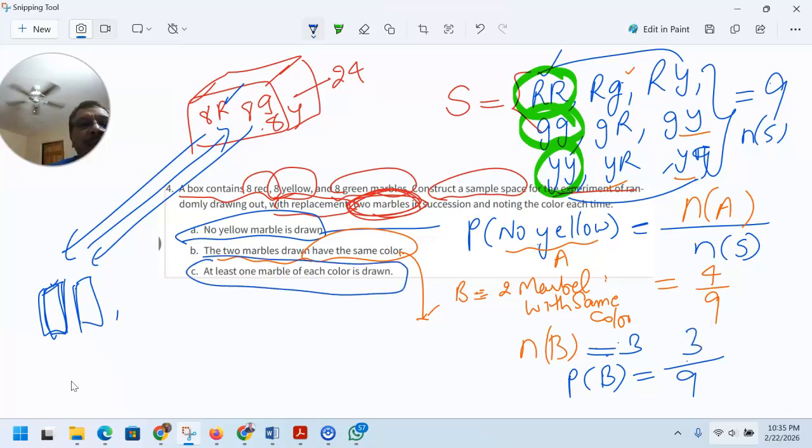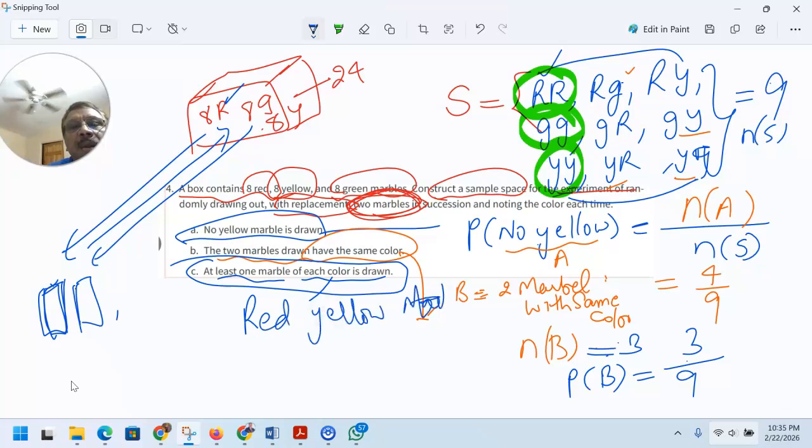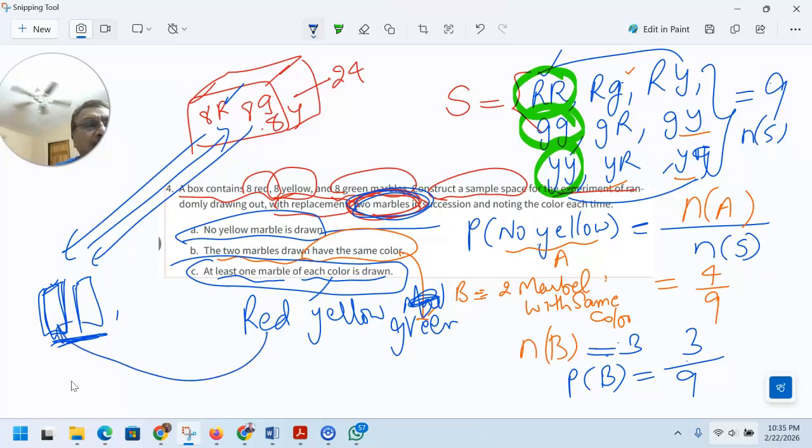This one asks, what is the probability of at least one marble of each color? Now we have red, yellow, and green. Since we are picking only 2 marbles, red can be the first one, yellow can be the second, and then we can't have a third color. So there is no third color here. We can have a maximum of 2.